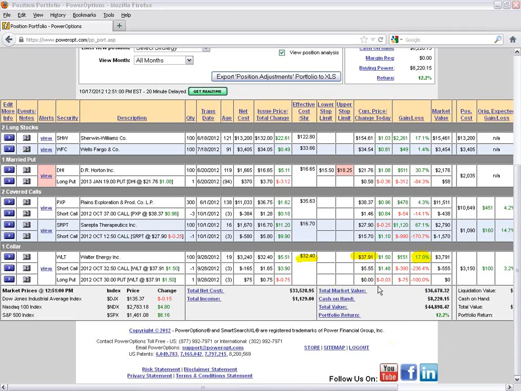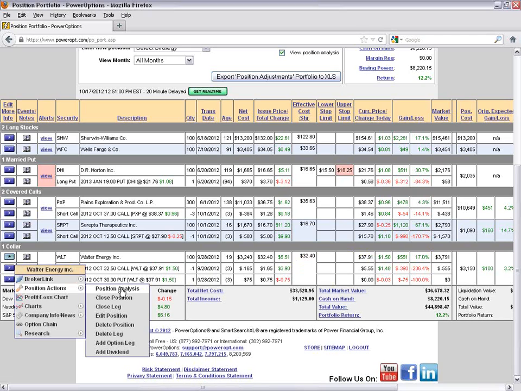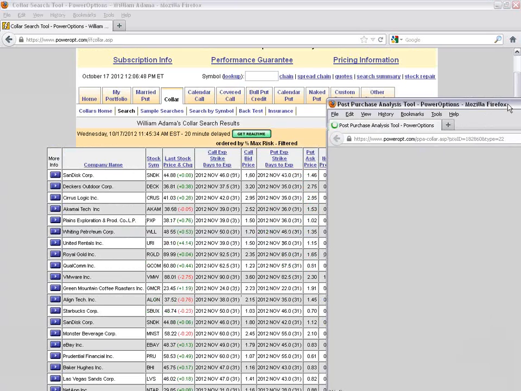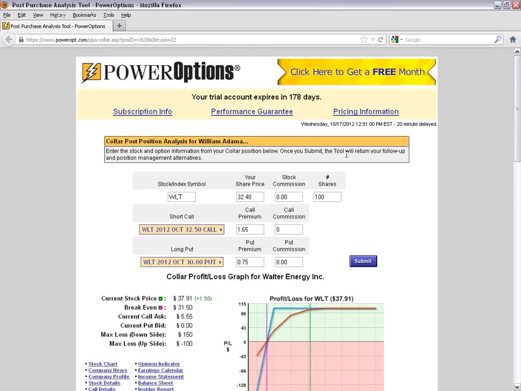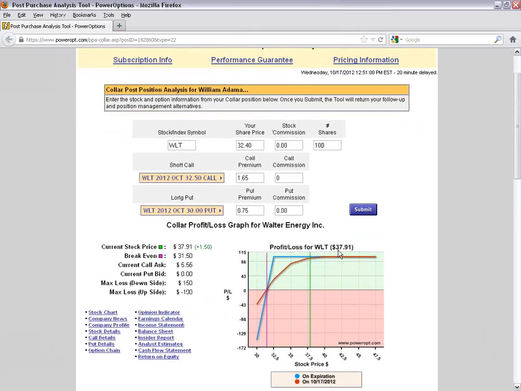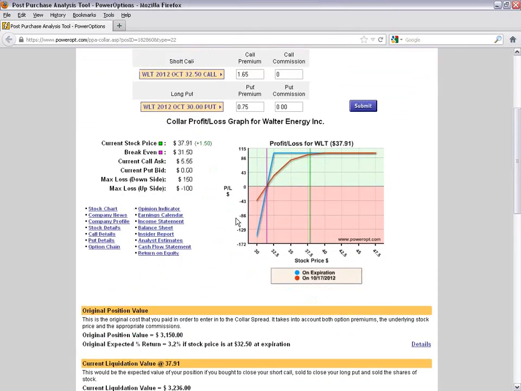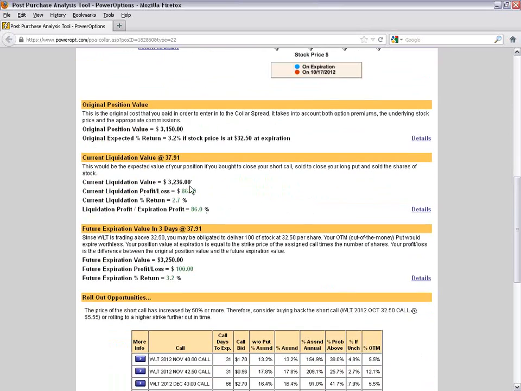We still are strong on the stock. We're still bullish on the stock, and maybe we want to try to get into a better position or increase our return from 3%. Well, let's again go to position actions next to my position, and I want to select position analysis. All right, so there's our position. There's our profit and loss chart. We know where we stand right now. There's our gain, 2.7% if we liquidated right now.